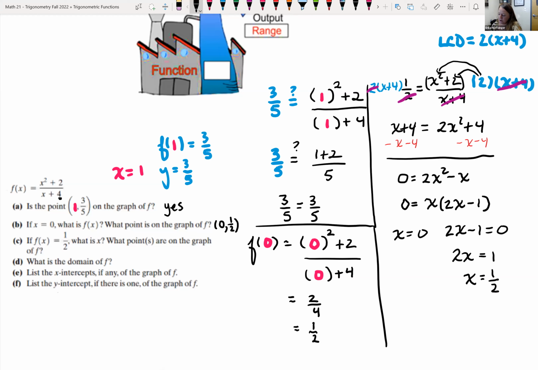So there's 2 separate points, 2 values of x that would give us back a y value of 1/2. So we have a point when x is 0, y is 1/2, which we had seen up in part B. And when x is 1/2, y is also 1/2.